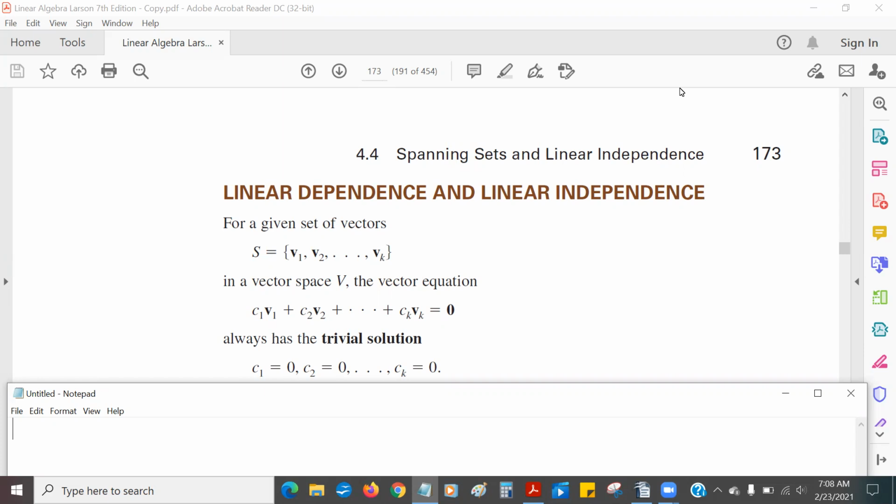We're now continuing in 4.4. This is part 2 of section 4.4. And now we're getting into the concept of linear dependence and linear independence. So let's just motivate it a little bit.